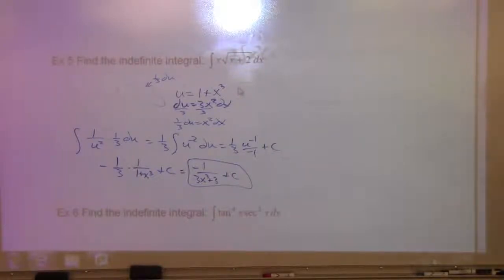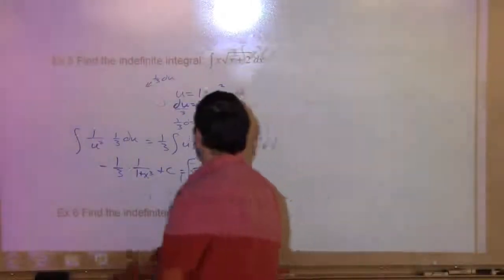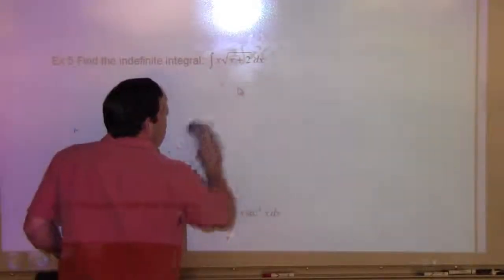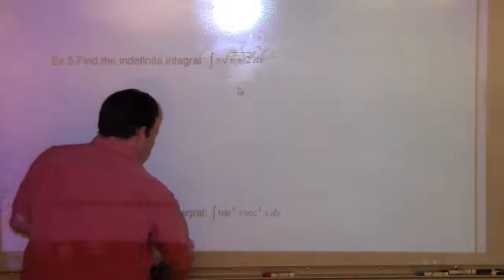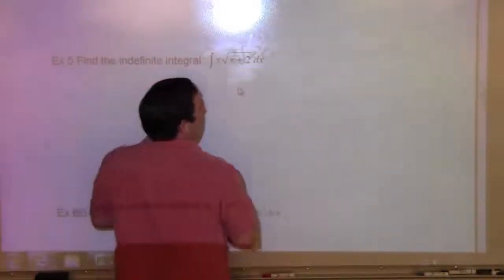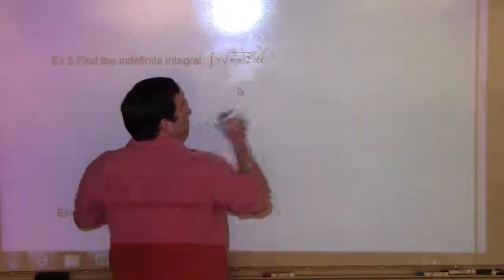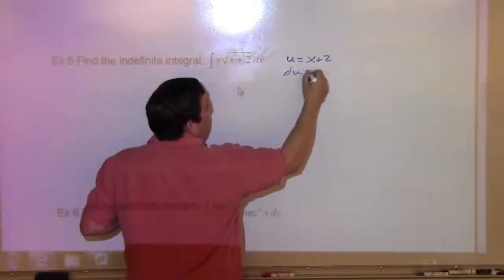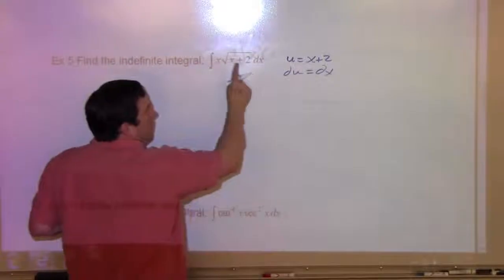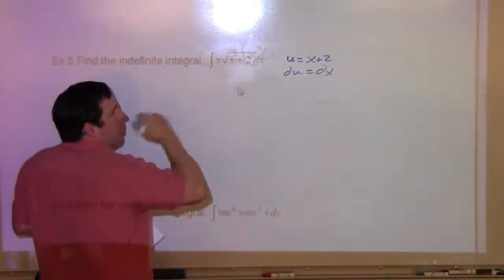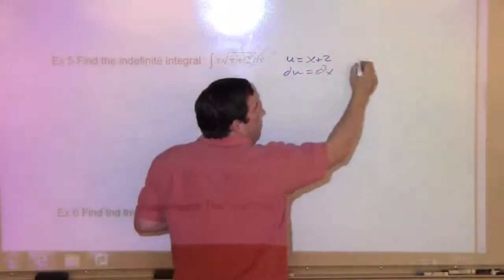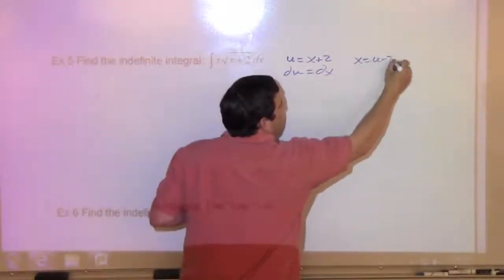For example 5, same thing, find the indefinite integral. Now, this one's kind of interesting, because in this case, if I say u is the part under the radical, like say u equals x plus 2, my du would just be dx, right? Okay, that's cool. I'm good with that. What about this x out front? Well, what if we solve for x? X would equal u minus 2.